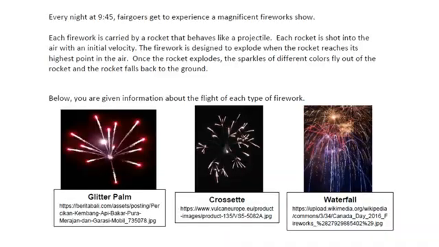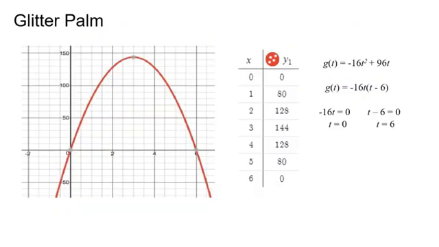And so in this problem, we are given 3 different fireworks, Glitter Palm, Chrysanthemum, and Waterfall, and for each of the fireworks, we're given a different representation. From the given representation, we can then produce additional representations for that particular firework, which we can then use to compare all of the features of all 3 functions.